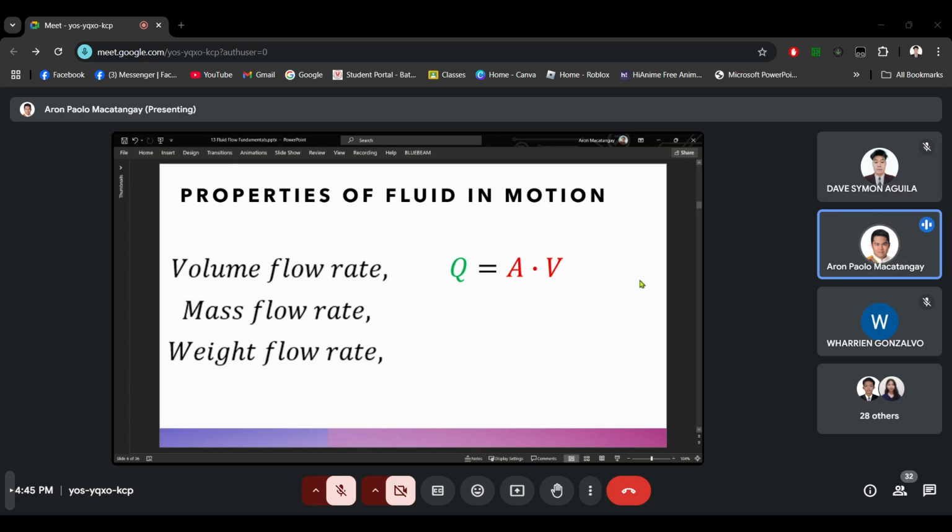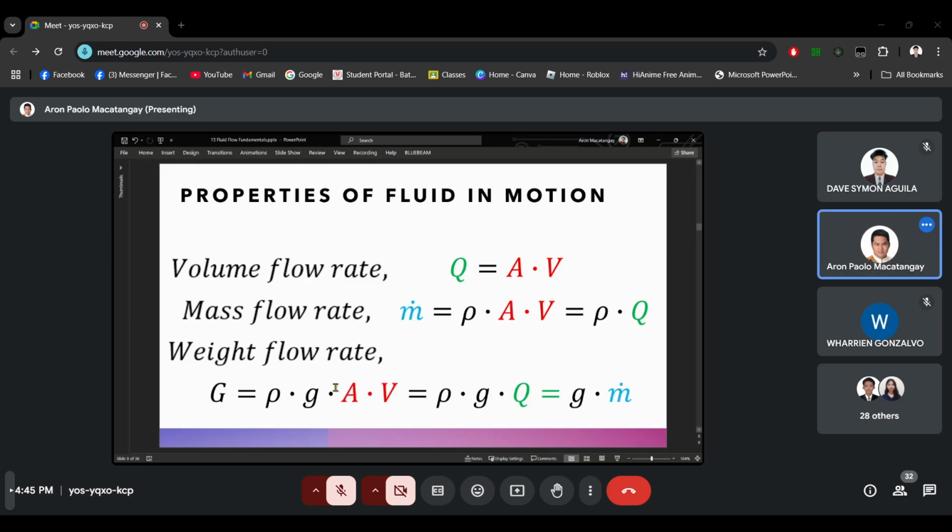From your volume flow rate, you can multiply that with density and you will get mass flow rate. It can be expressed as rho times area times velocity, or rho times volume flow rate. And lastly, if you multiply your mass flow rate with gravitational acceleration, you will get the weight flow rate, which is density times area times velocity times G, or mass flow rate times gravitational constant. We can also express that as rho times G times Q, or G times mass flow rate.